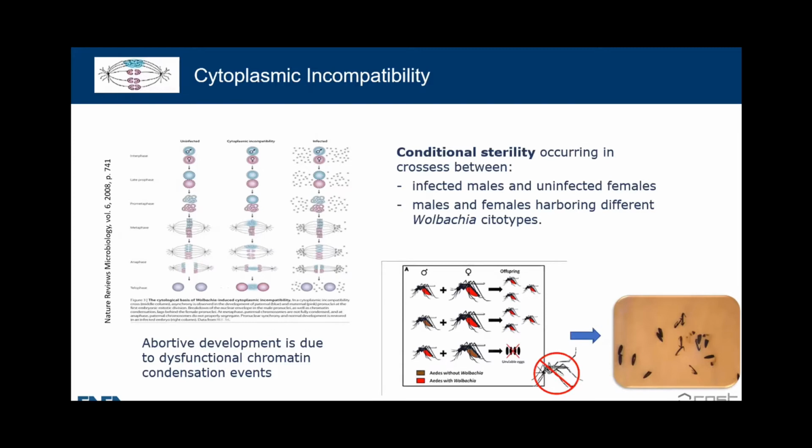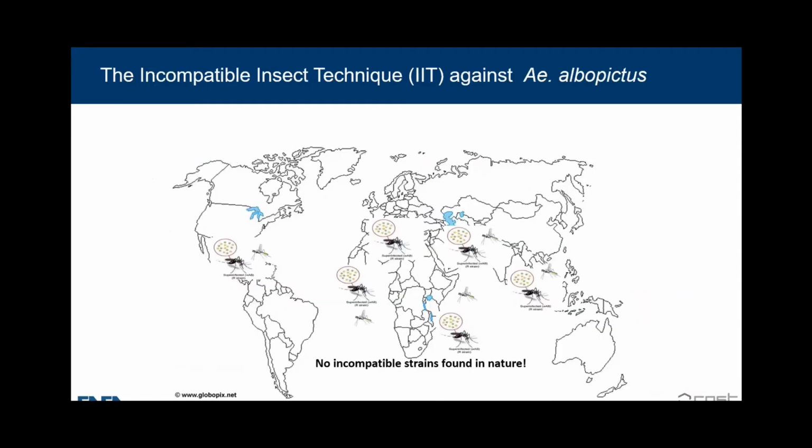It is a conditional sterility, not absolute sterility, occurring when in a population infected and uninfected females mate, or males and females harbor different Wolbachia cytotypes. This perfect mechanism of sterility is due to an abortive development caused by dysfunctional chromatin condensation events. The incompatible insect technique can be considered today an evolutionary branch of the SIT. It relies on the exploitation of a bacterium instead of radiation.